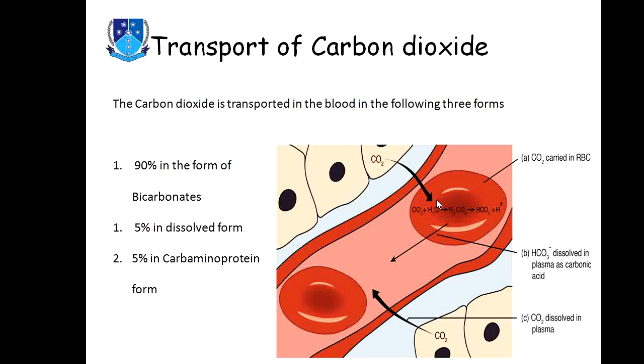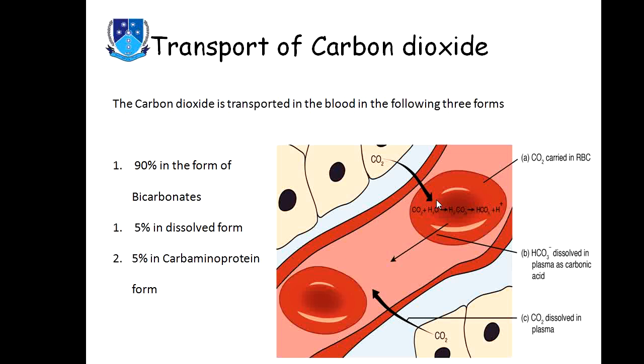When this carbon dioxide enters inside the red blood cell, inside the red blood cell there is a large amount of water, so it combines with water in the presence of carbonic anhydrase. That is a type of enzyme which is always present inside the red blood cell. So what will the carbonic anhydrase do?